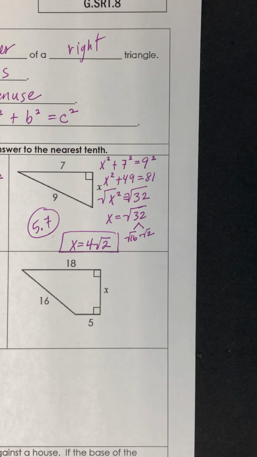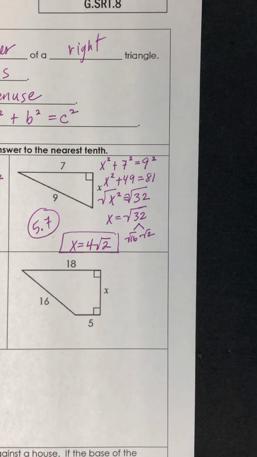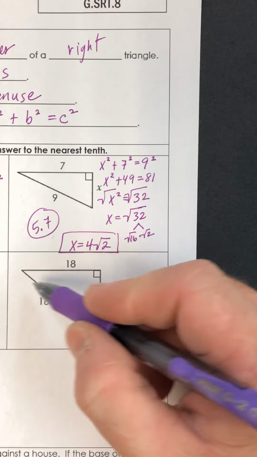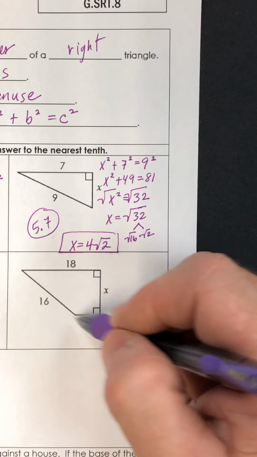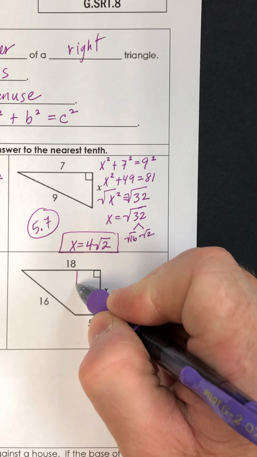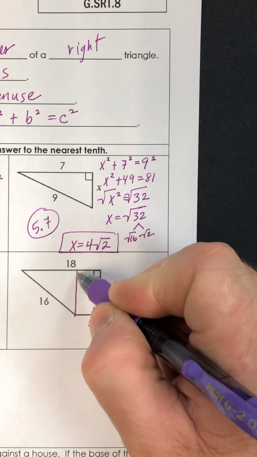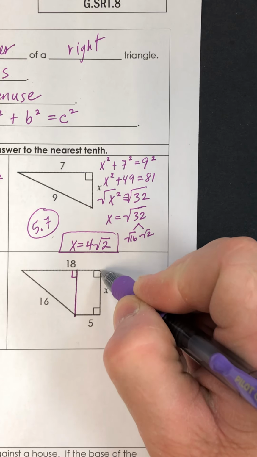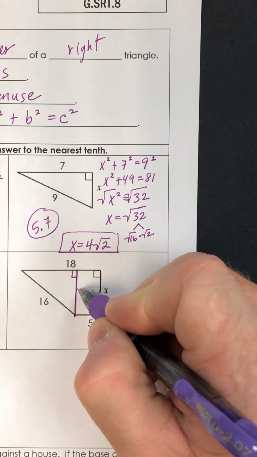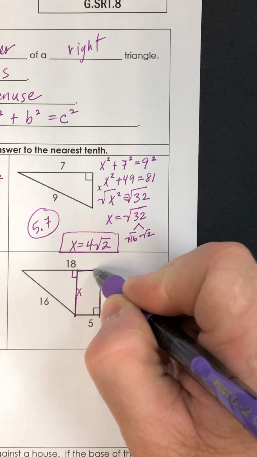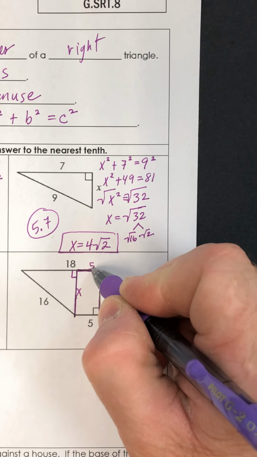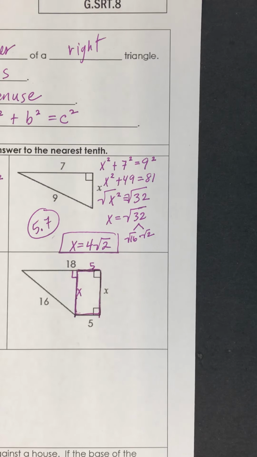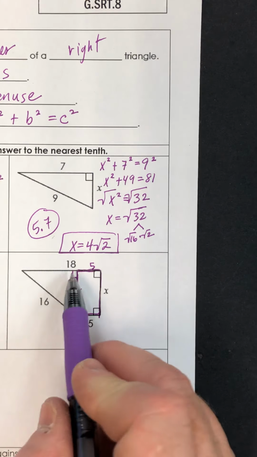Okay, let's go here. I need to create a right triangle. So I can see this would be a right triangle. I'm going to cut it right there and say, all right, I can now make a right triangle. This side would be the same as this side, right? That would be x. This length right here is 5. I made a rectangle right there because I need this right triangle.